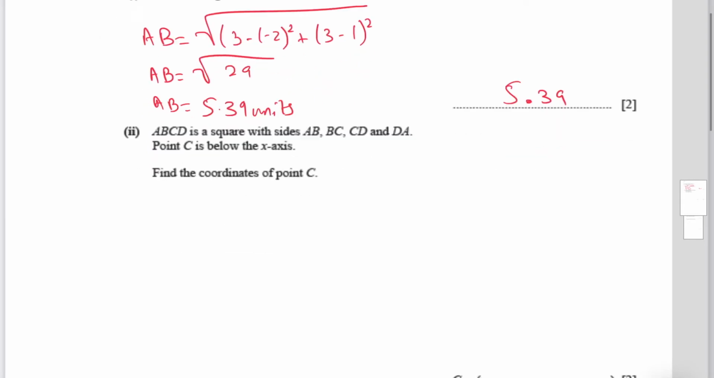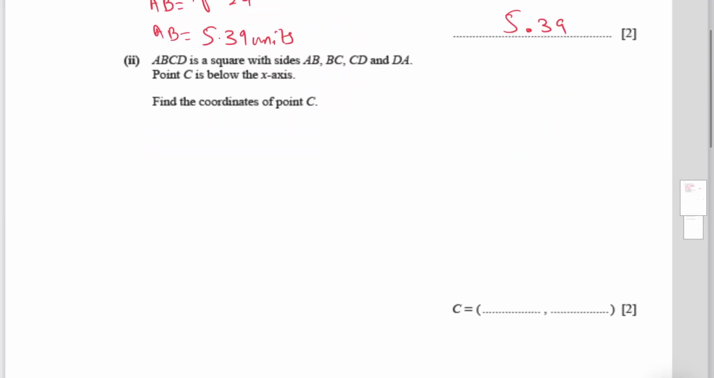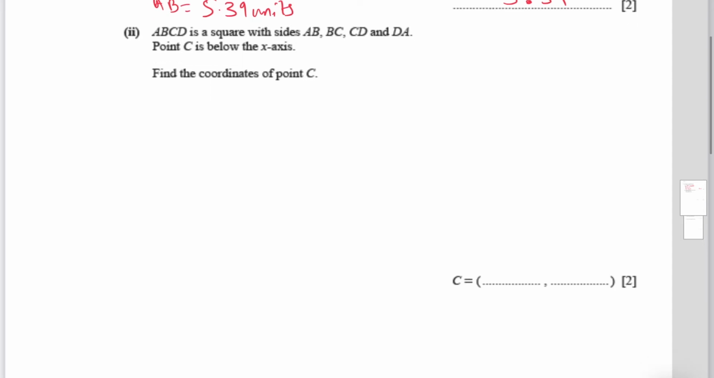5.39. Okay, the next part says ABCD is a square with sides AB, BC, CD and DA. So it's a square and point C is below the x-axis. Find the coordinates of point C. Okay, let's draw the square first. It's a rough drawing, but it'll give us an estimate.